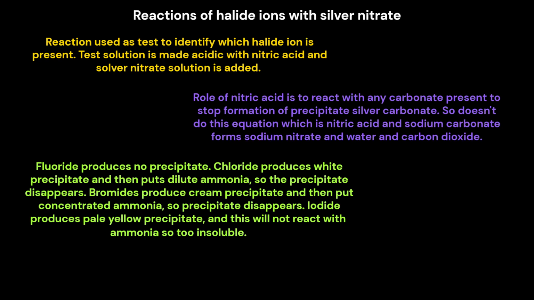Fluoride produces no precipitate. Chloride produces a white precipitate, and then when you put in dilute ammonia, the precipitate disappears. Bromides produce a cream precipitate, and then when you put in concentrated ammonia, the precipitate disappears. Iodide produces a pale yellow precipitate, and this will not react with ammonia, as it is too insoluble.